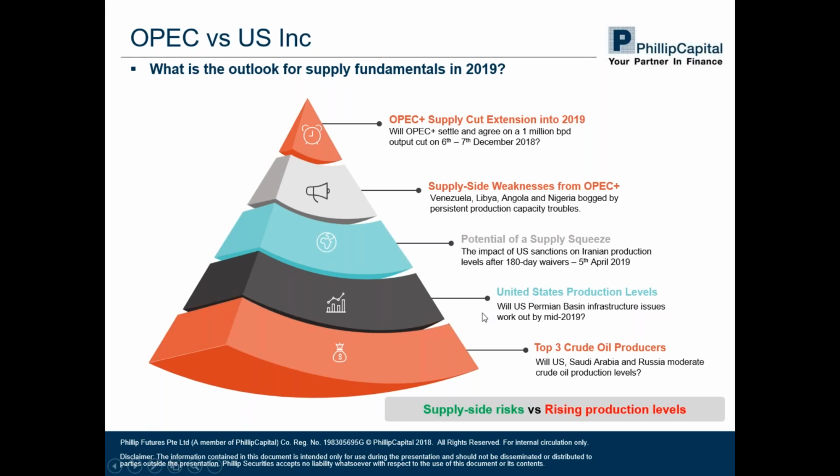Fourth, of course, are the bearish factors, US production levels. How will production go up by mid-year? Will there be production level supply cuts by OPEC? This is quite key, quite pertinent now. And lastly, the top 3 crude oil producers: is it going to be a market share play, or are they going to protect prices? So these are the 5 key points on supply.